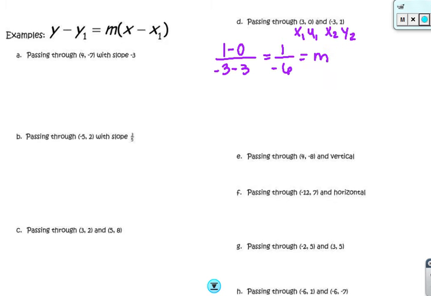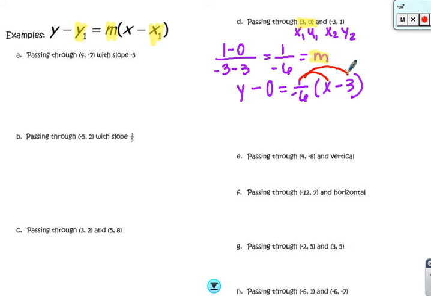Now you know point slope formula has a y1, an m, and an x1. So you have a slope and you have your x1 and y1 right there. So now we can go plug it in. Y minus y1 is 0 equals m, 1 over negative 6, x minus x1, which is 3. So you should notice on this one, I don't have any signs that have to change. I don't have to do any addition. So we are good to go, and we can just distribute.